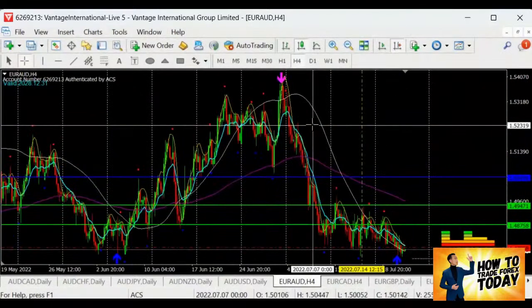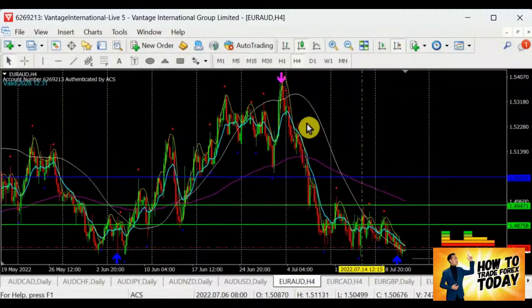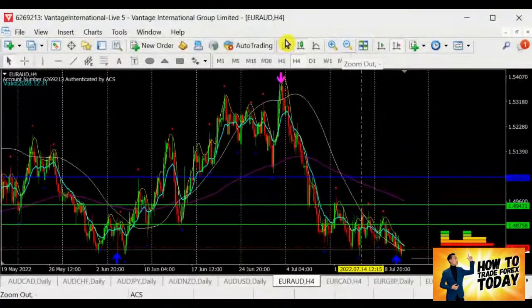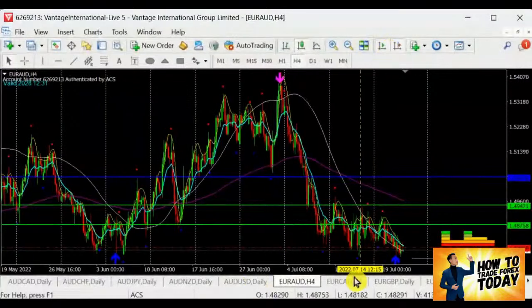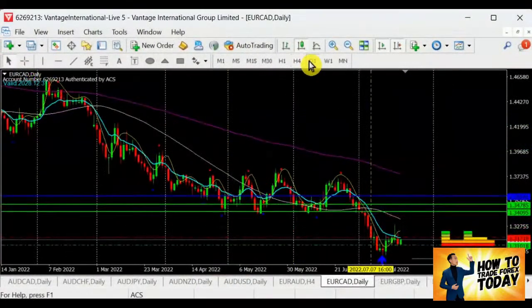Okay, so currently I'm looking at the support here. Still quite far away. Okay, so I think this is quite a good one. We can pay attention to Euro Aussie. All right. Okay, so Euro CAD. Let's take a look at Euro CAD. Yes, Euro CAD over here.